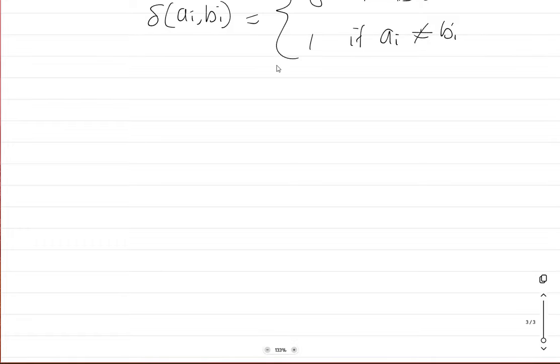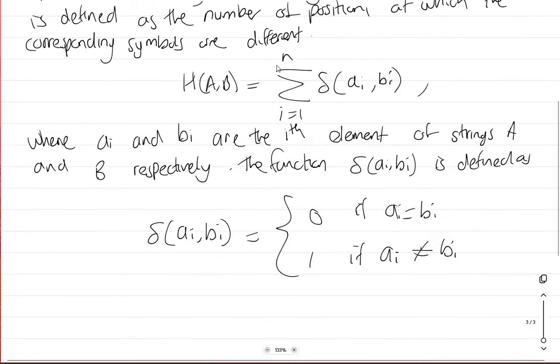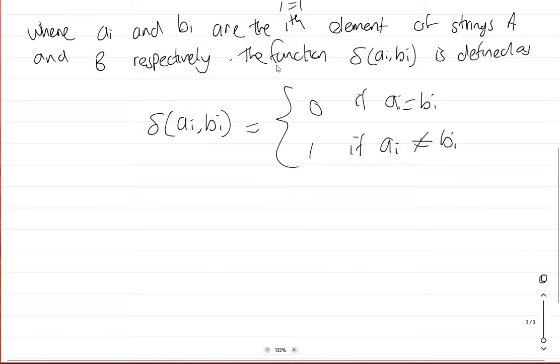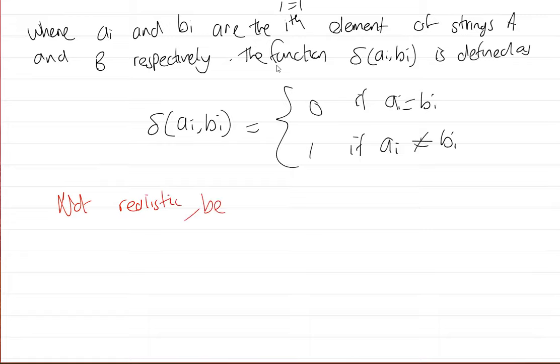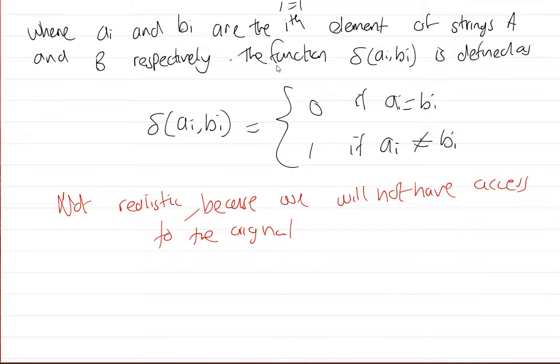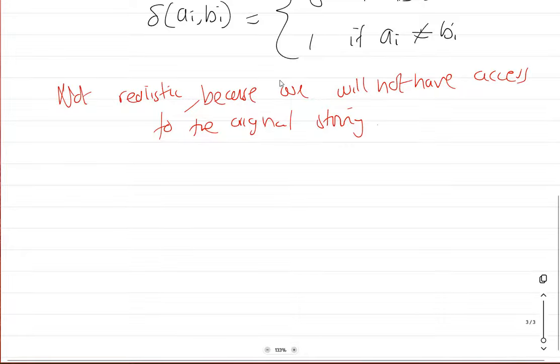Okay, so what we discussed so far is not realistic, right? So I'm going to write it in red. It's not realistic because we will not have access to the original string. We will not have access to the original string. And so we need a more clever method to do it.